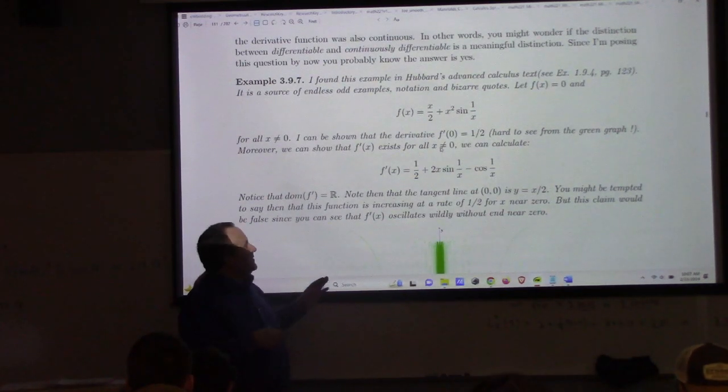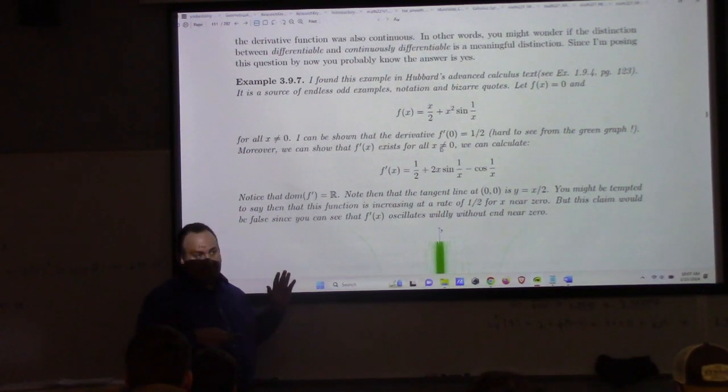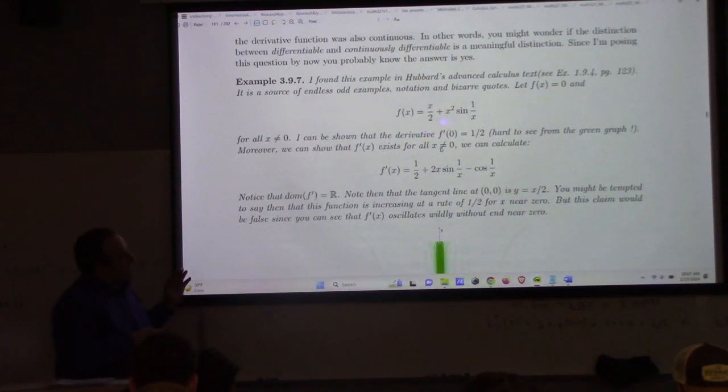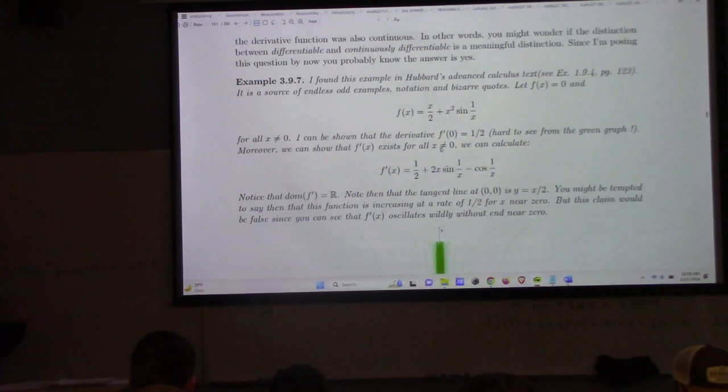This right here is an example of a function which is everywhere differentiable. So this f of x is x over 2 plus x squared sine of 1 over x. That's the definition for the function when x is not equal to 0. When x is equal to 0, we just define it to be 0, I believe, all right? And it turns out that you can prove that this function has a derivative at 0, and that derivative is equal to 1/2. That requires a squeeze theorem argument. I don't want to do it. But it's true. The function is differentiable at 0 and the derivative is 1/2.